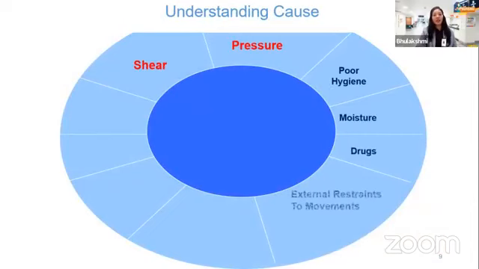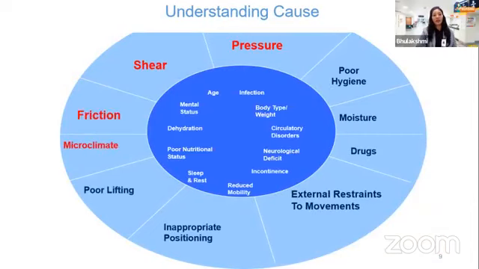There are other factors as well, extrinsic and intrinsic. Pressure, shear, friction, and microclimate are extrinsic factors. Along with these, there is poor hygiene, drugs, and restraints. We cannot tie the hands or limbs too tightly, because it will develop a pressure ulcer by hindering the blood circulation. Inappropriate positioning while sitting, lifting the patient, moving from one bed to another, or from wheelchair to bed, and poor lifting, will always result in bed sores.